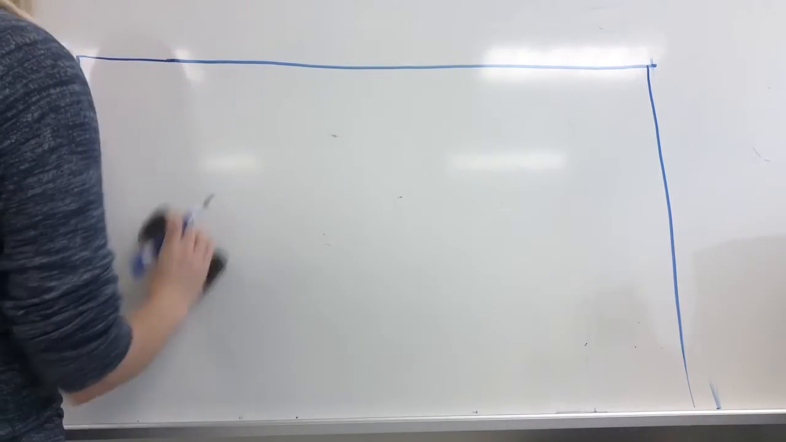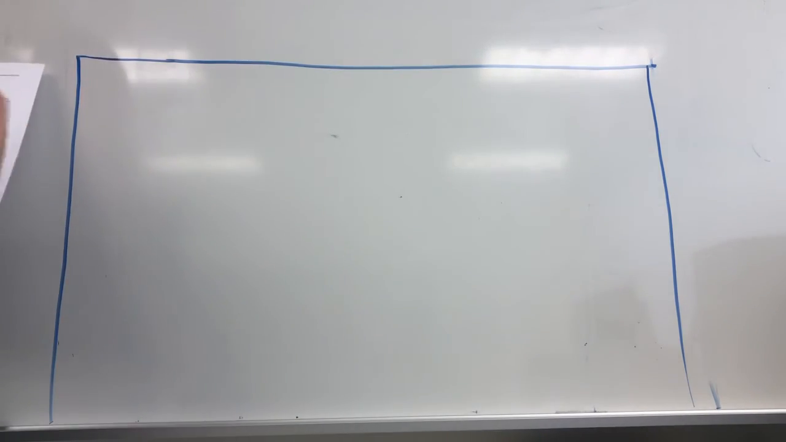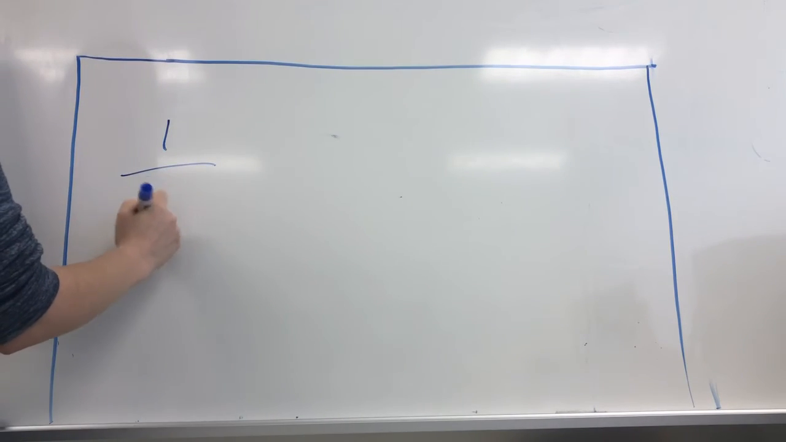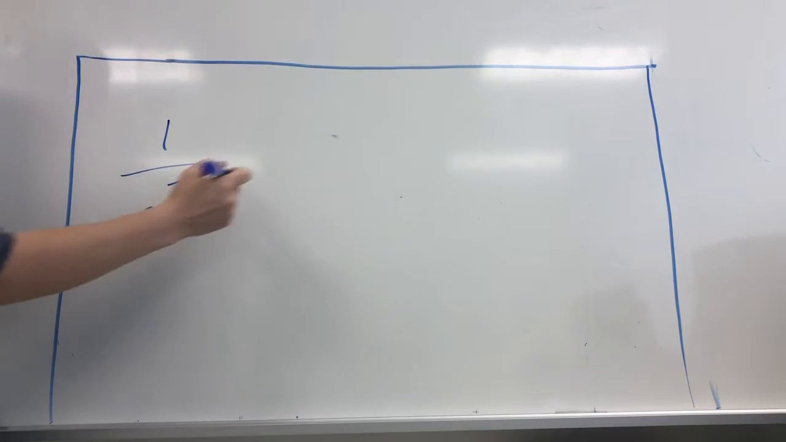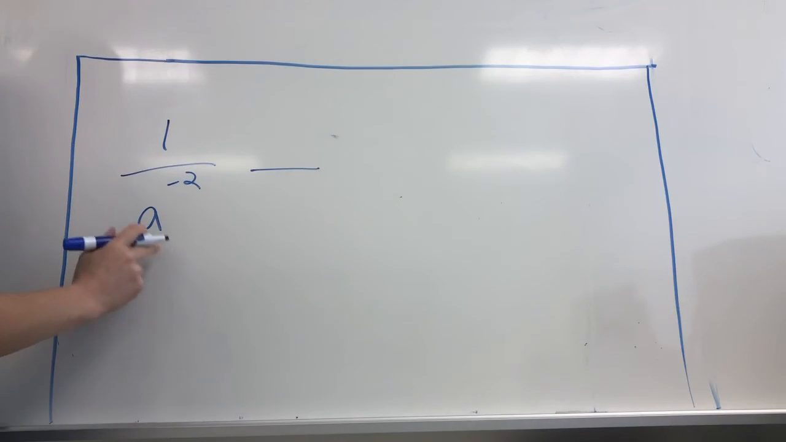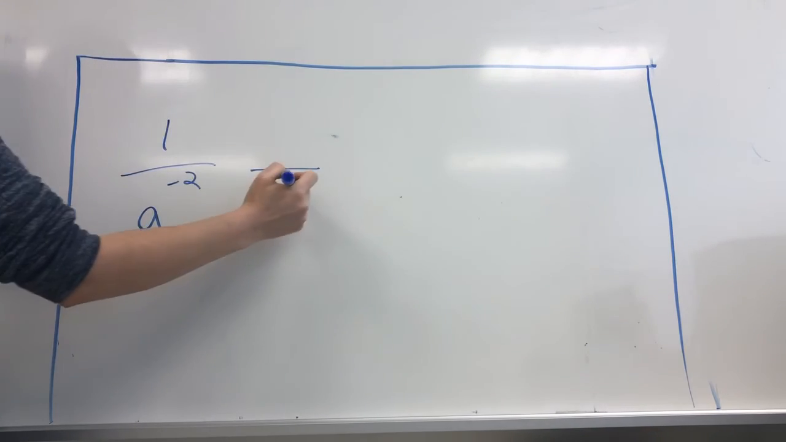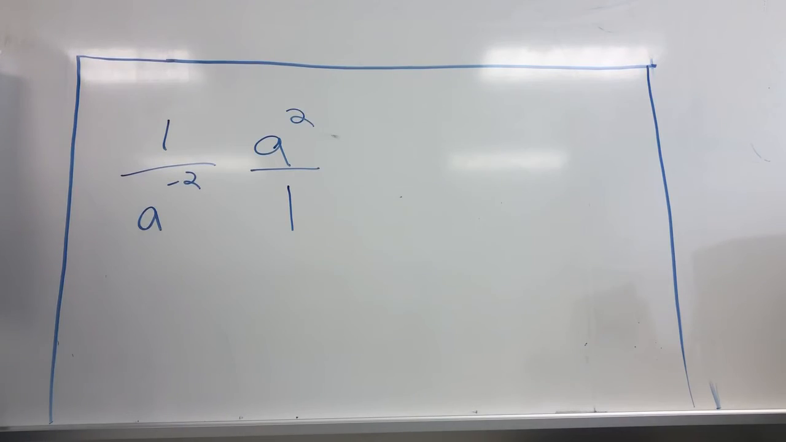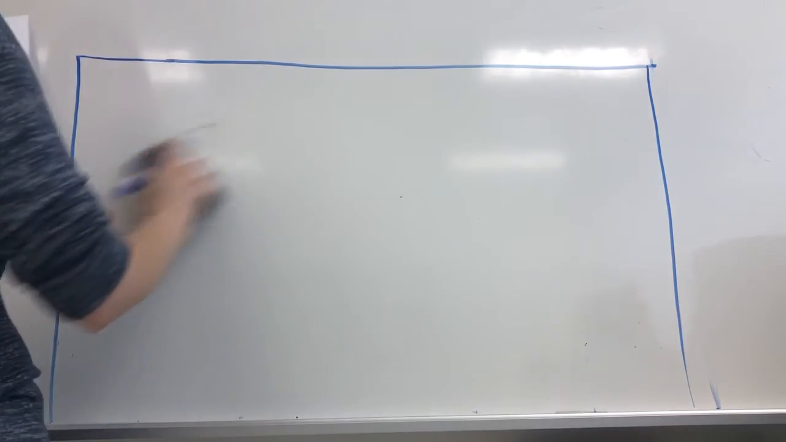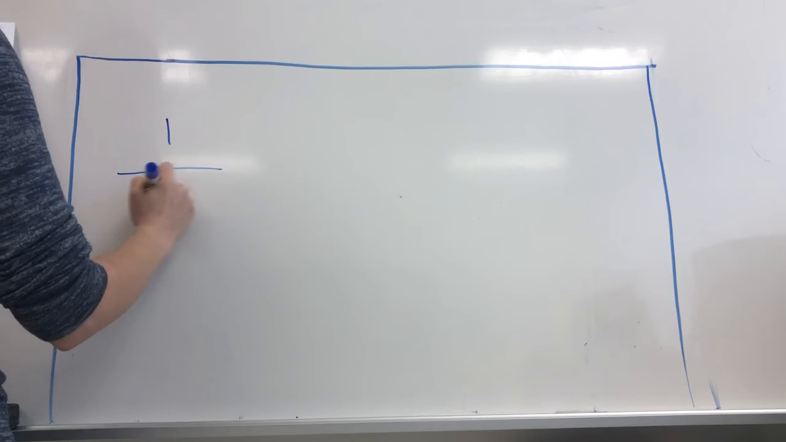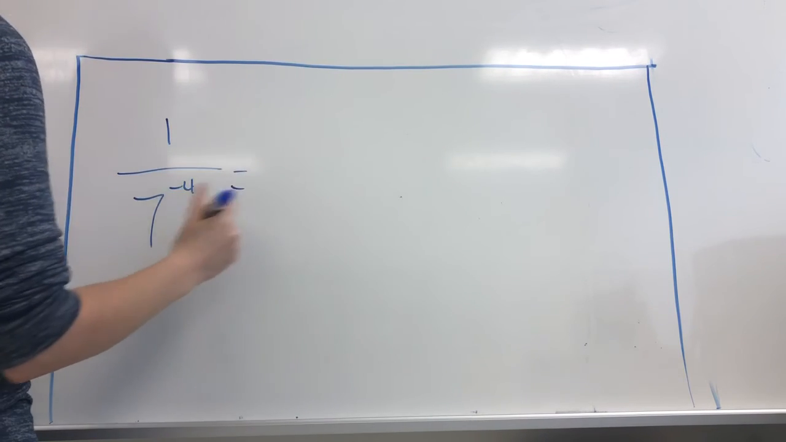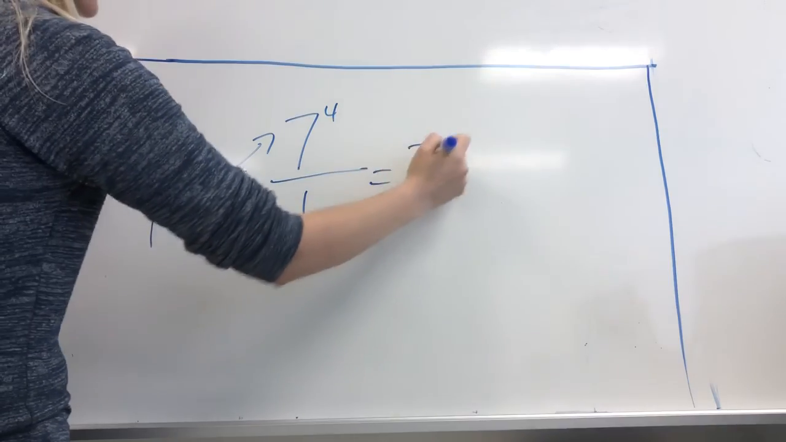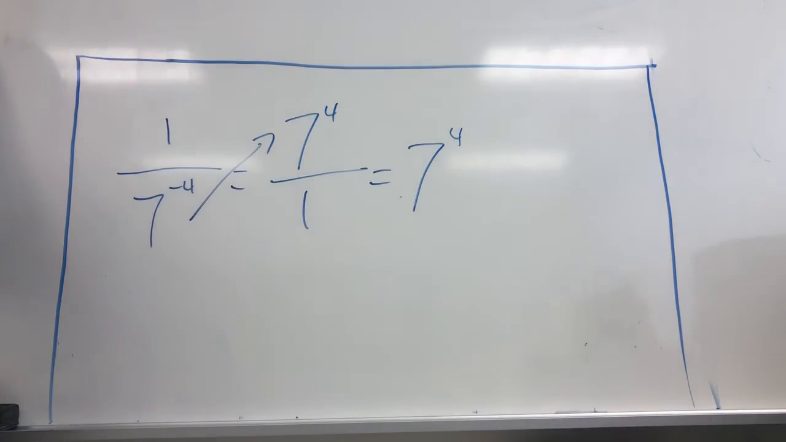So this rule, this negative law of exponents, also applies if your negative is in the denominator. So if you were given a problem like 1 over a to the negative 2, you would still just find the reciprocal and drop your negative sign. So you would move the 1 to the bottom and the a squared to the top and drop your negative. So just as another example of that, if you had 1 over 7 to the negative 4th, you would just move that here, drop your negative, and that's just the same as 7 to the 4th.